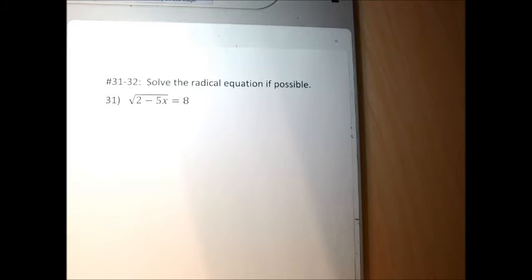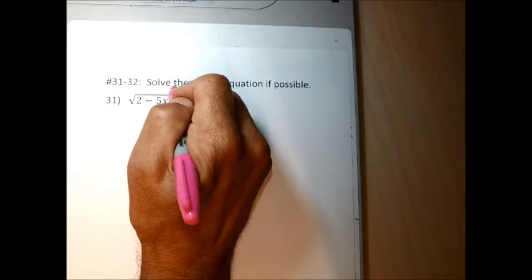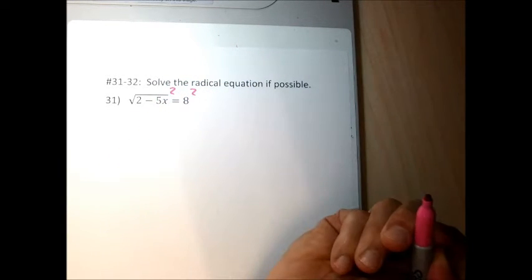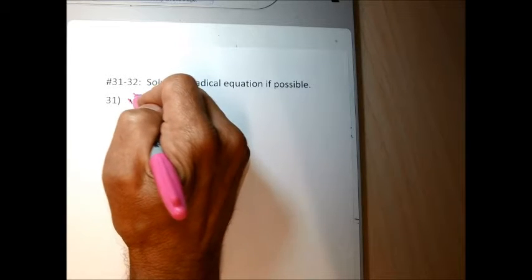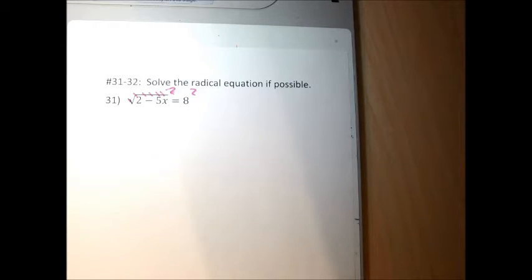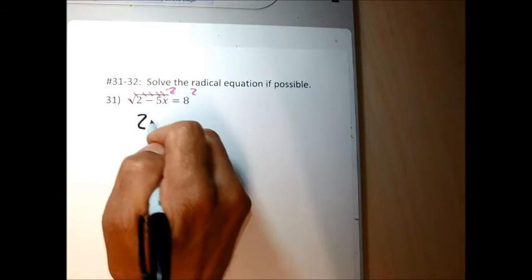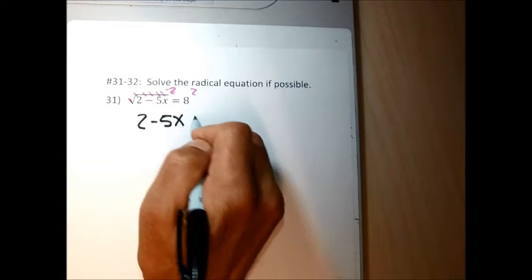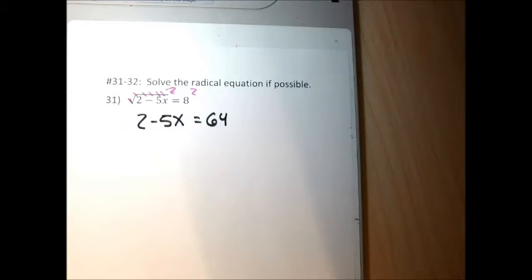31 has a square root and an equal sign. I need to get rid of that square root. To get rid of square roots, you square. So I'm going to square both sides. And on the left side, squaring leaves me what's under the square root without changing it. It just crosses out the square root symbol. On the right side, 8 squared is 8 times 8, which is 64.